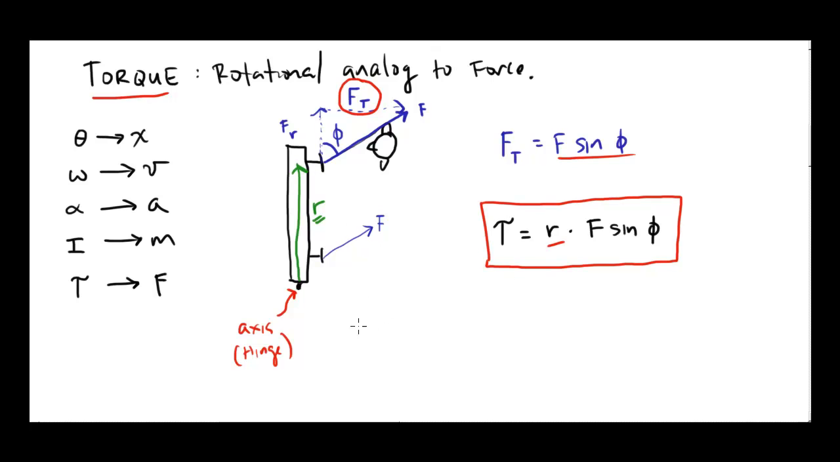What else would you do? Well, obviously you'd make F as big as possible, right? You'd like to push or pull as hard as possible. And then what sort of angle would you like for phi? Well, you'd like this to be 90 degrees, right? You'd like this angle to be 90 degrees.